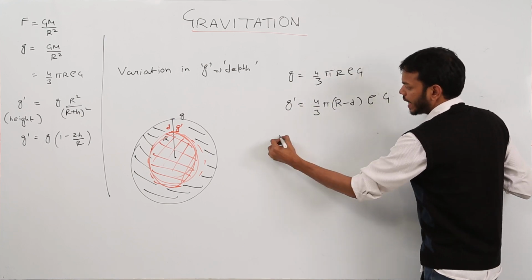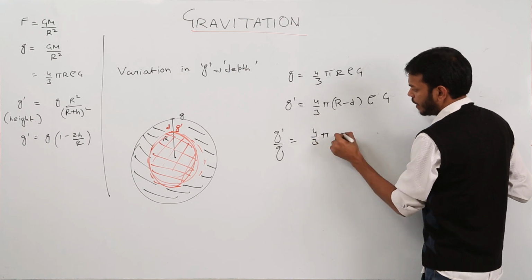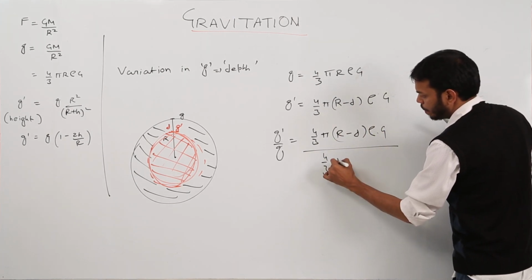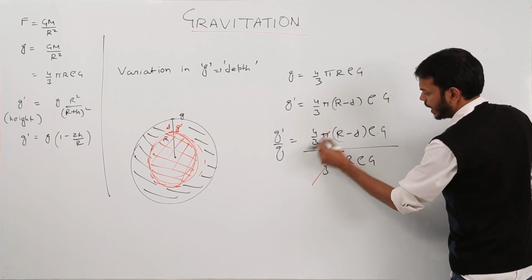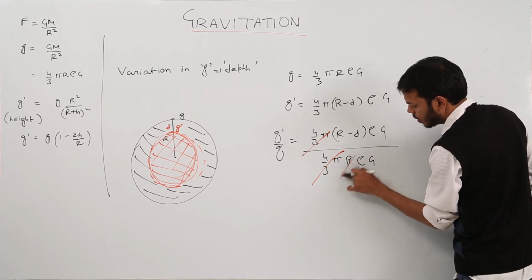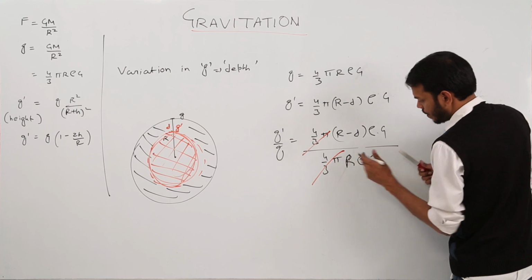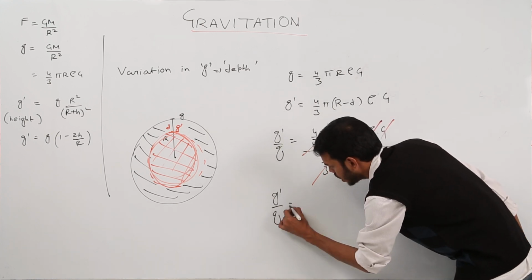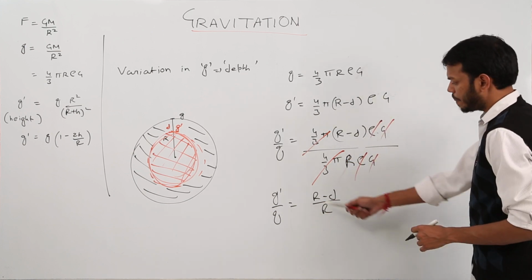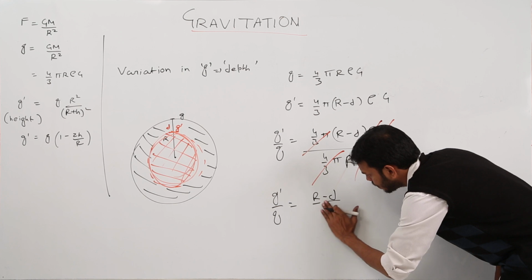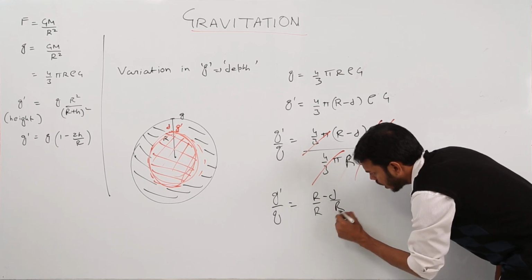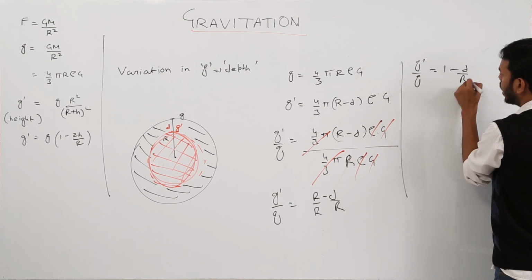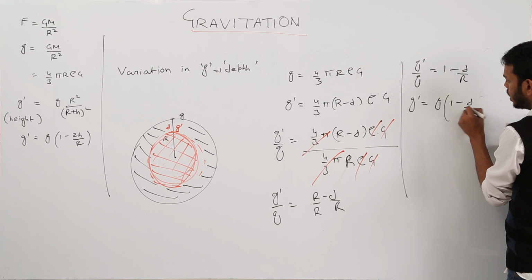So if I divide these two, what will I get? g dash over g will be equal to 4 by 3 pi r minus d rho G upon 4 by 3 pi r rho G. Sorry, r won't cancel out, so I have to write r again. Rho, density will cancel out and G will cancel out. You are left with r minus d upon r. So g dash over g is r minus d over r. I can separate the denominator for both of the terms, so instead of this, I can write r upon r minus d over r. So this becomes 1 minus d upon r. So g dash over g is 1 minus d over r, and hence g dash is equal to g times 1 minus d upon r.